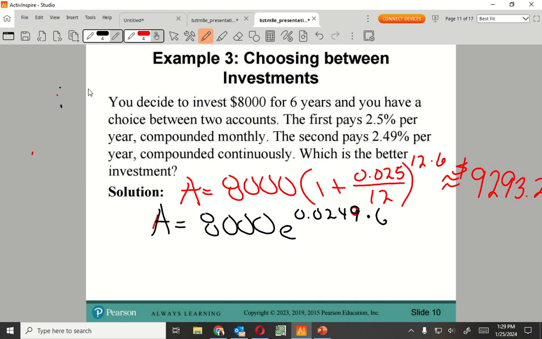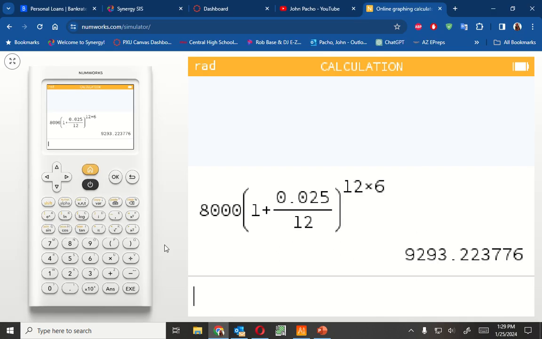Now, on my calculator, I've got to show you where this is. e is right below shift. Okay, that's important. So e is right below shift. 8,000, e, and there's my 0.0249 times 6. So make sure you're using the correct e.